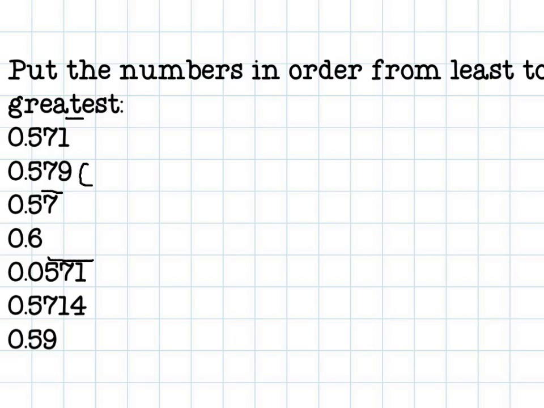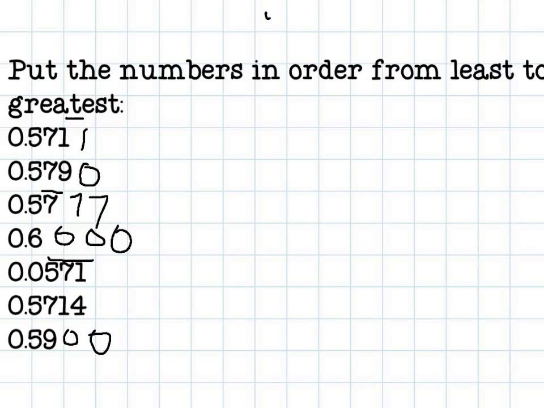So this would be a 0. Then I will add 3 zeros here. I will add 2 zeros here. However, on the first one, since it's a repeating 1, I'm going to add a 1. On the third one, it's a repeating 7, so I'm going to add 7s. And now I can compare the numbers and put them in order from least to greatest.